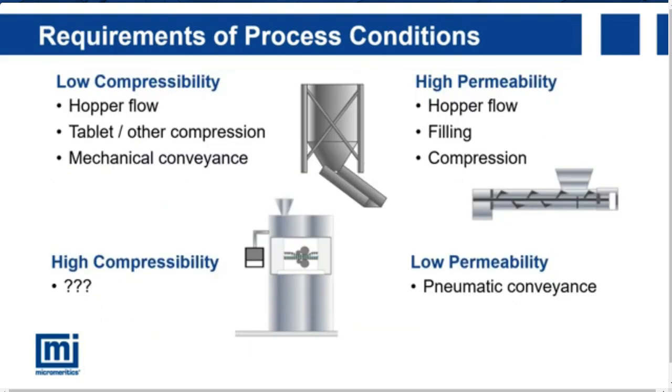Here then, we can see just a few examples of different applications which might require different regimes of compressibility and permeability. In hopper flow, as we've seen, we would like low compressibility, as this means that particles cannot pack more closely together under the high stresses of large amounts of material, which might lead to the formation of arches and, in turn, blocking of our hopper. In tablet compression and mechanical conveyance, when we're imparting large mechanical forces into our powders, compression is our enemy, as it takes energy out of the process we're trying to achieve. In fact, there are not many processes which require high compressibility. In general, powders with low compressibility are the easiest to work with.